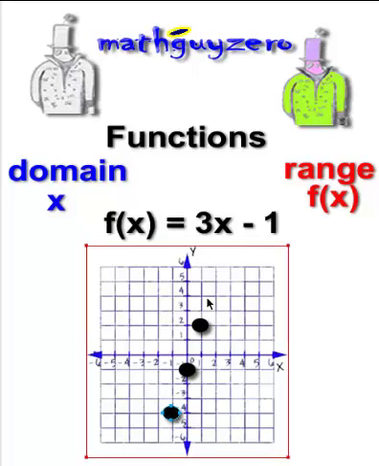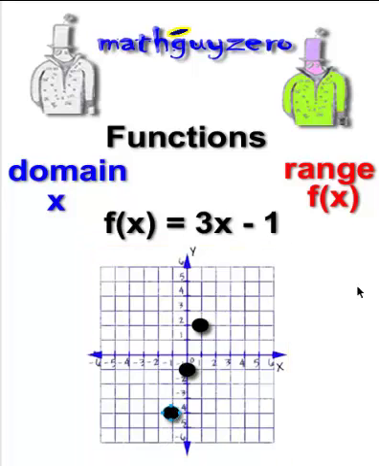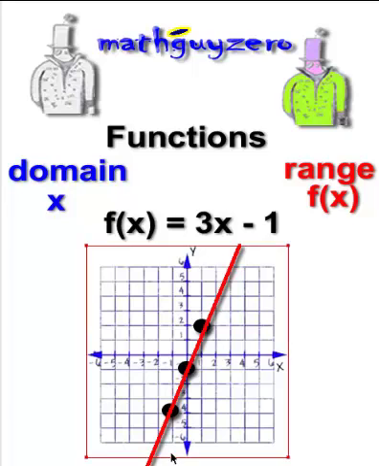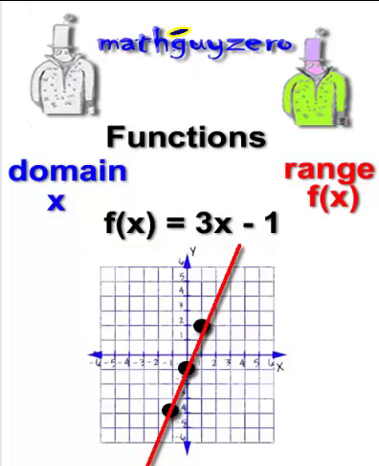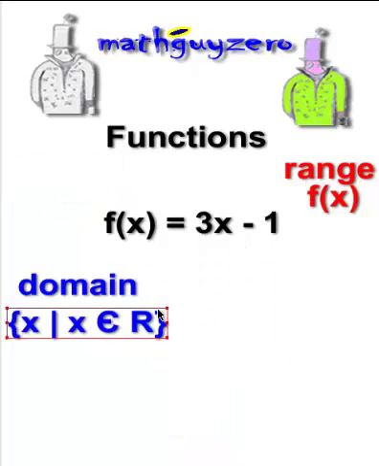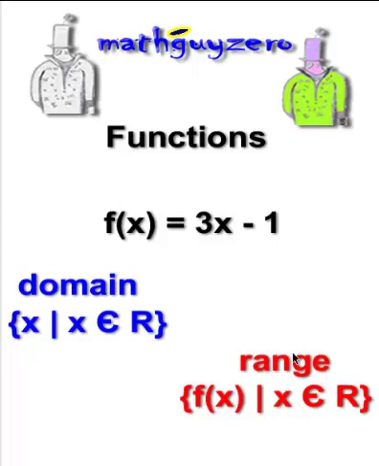When I plug in negative 1, that's negative 3 minus 1, which is negative 4. Boom. I always do 3 points to make a straight line. It only takes 2, but I always do 1 extra just in case I make a boo-boo on the math. And then we would put a straight line on there. This line goes on for infinity both ways. So the domain is x can be any number in the reals, and the range is the function of x can be any number in the reals as long as x is a real number.